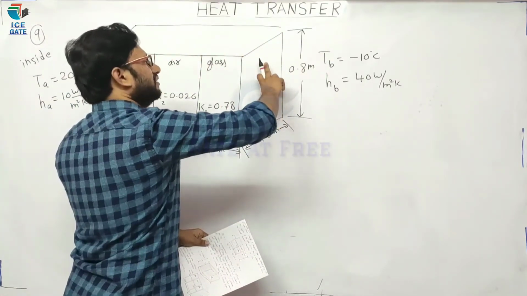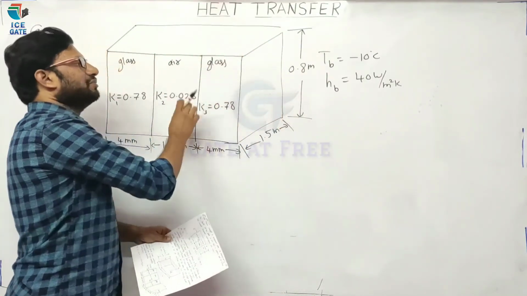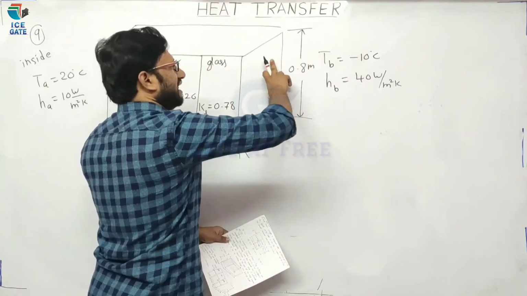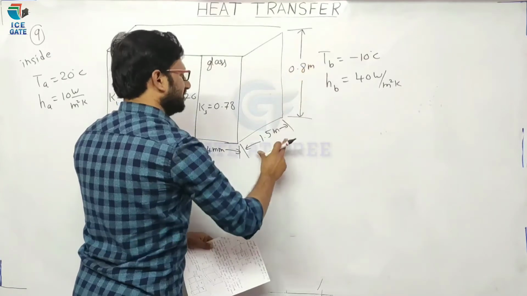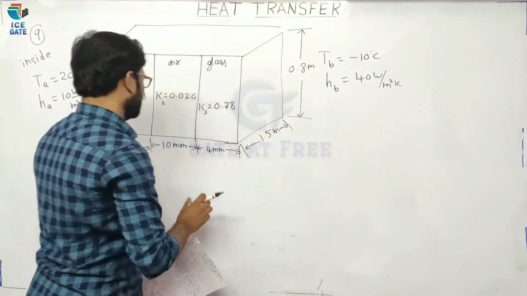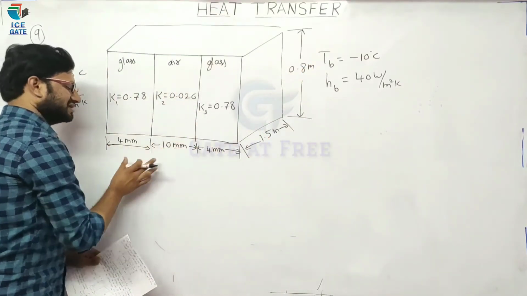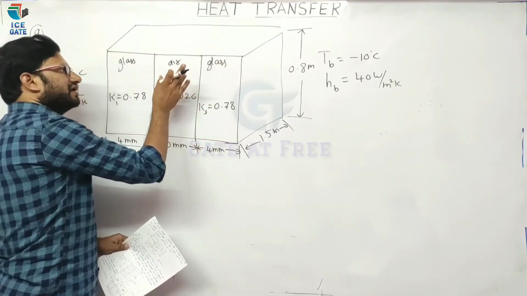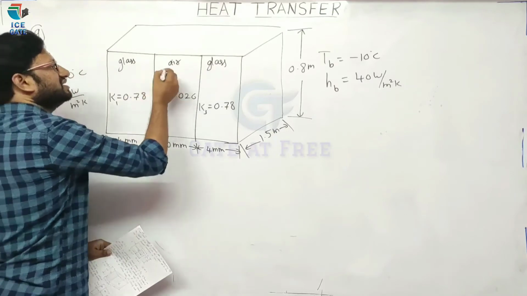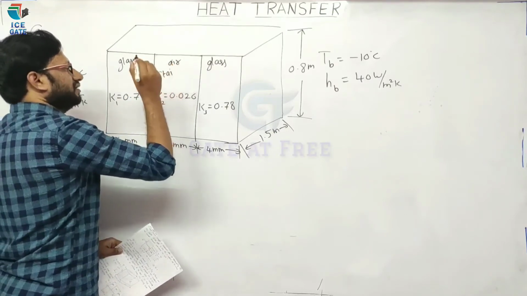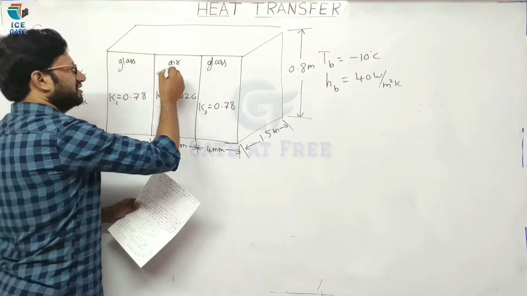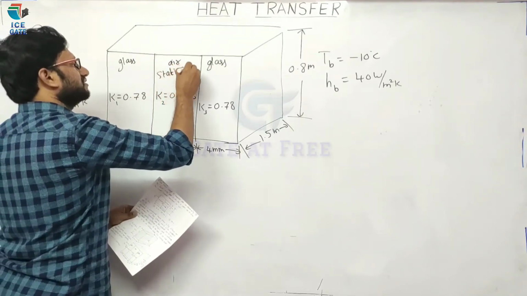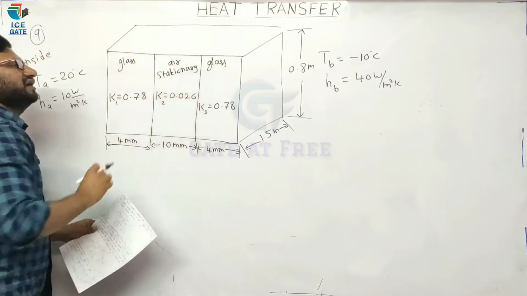And assume this is a double window glass which has a height of 0.8 meter and width 1.5 meter, and the two glass layer thicknesses are 4 mm, and in between is stationary air. Now make a correction in the question. It is stationary air.